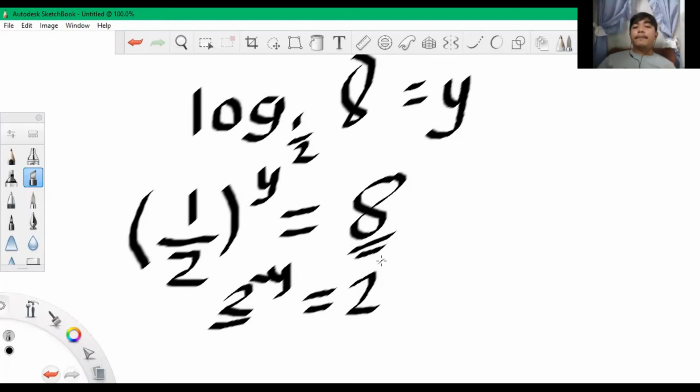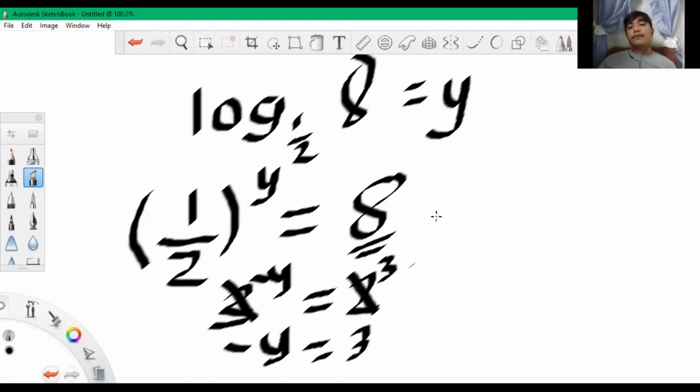Now, our exponent should be equivalent to 3. So, we have 2 cubed, and now we have the same base. We can disregard the bases. So let's just get the exponents, which are negative y is equal to 3. And we are being asked to solve for y, not negative y. So we're not finished yet. So paano magiging positive itong negative y?